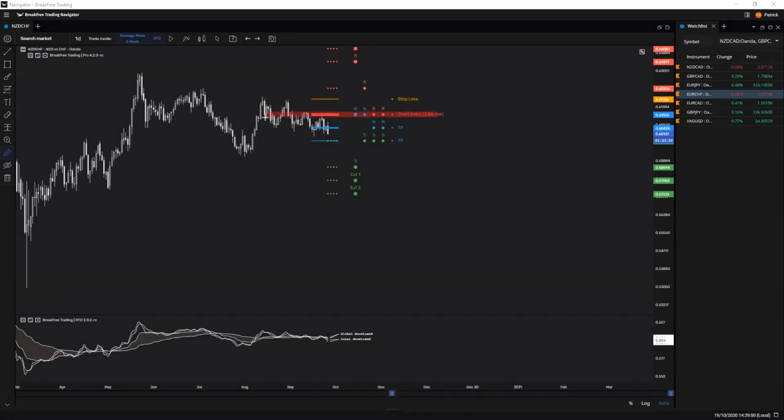It was here before. It is a repeated trade. This already played out once before here. This was once. This is the second time. So it's a repeated trade.